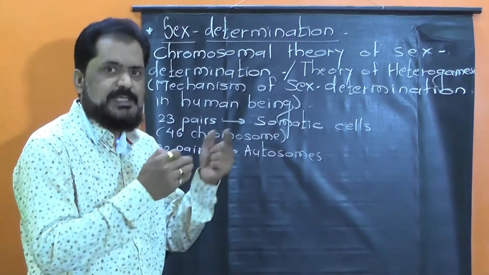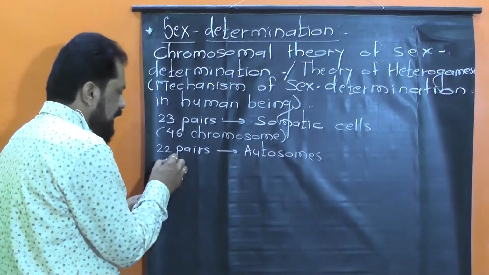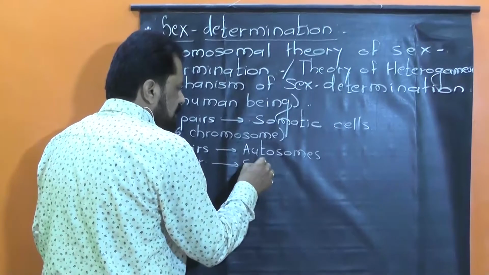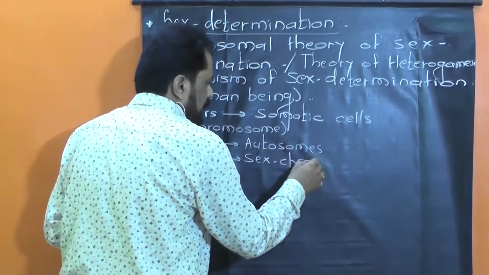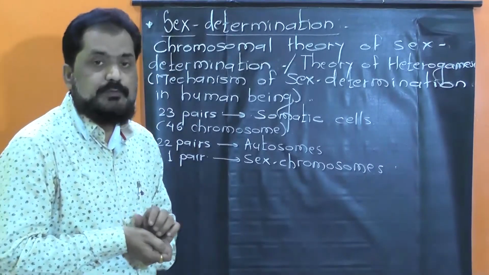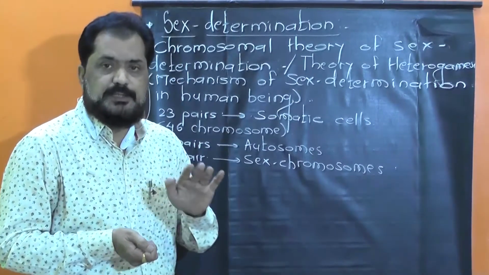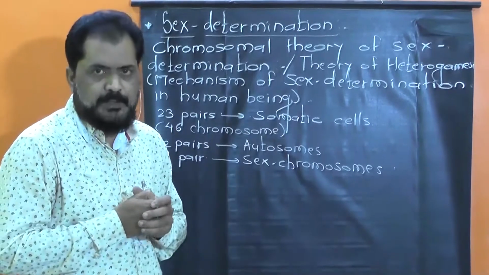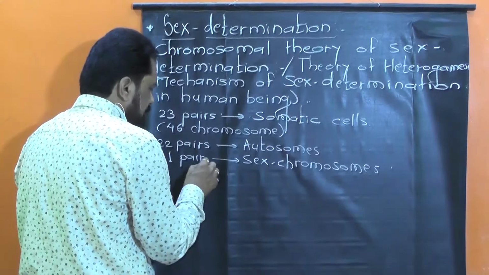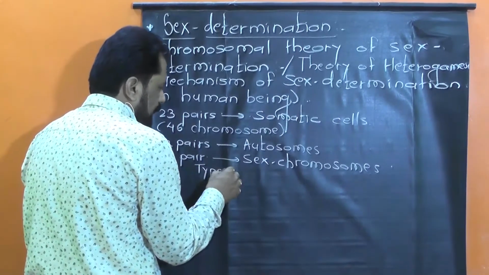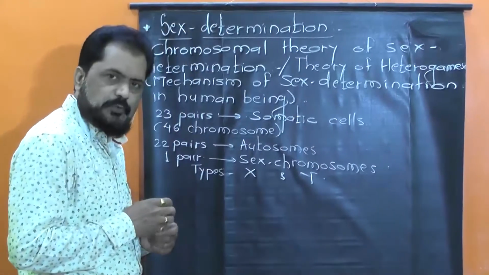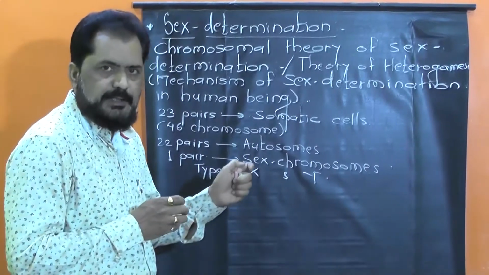Except sex. And the remaining one pair of chromosomes is known as sex chromosome. We have already studied: sex chromosome means the chromosomes which are responsible to determine the sex of an individual. Now in human beings, the sex chromosomes are of two types, such as X and Y.